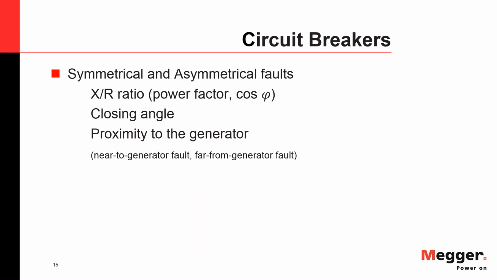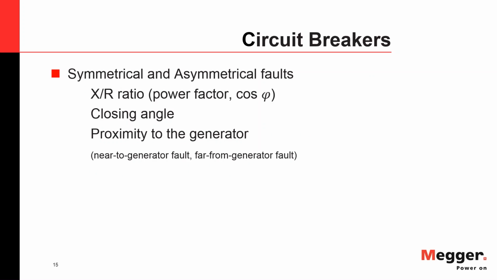Now, faults, and I will just go over that fairly quickly. The current wave shape can be symmetrical or it can be highly asymmetrical. That is determined pretty much by the X over R ratio of the faulted circuit. So the higher the X over R ratio is, which is the same as a low power factor or a low cosine phi, the higher the peak currents can be, the asymmetrical currents.